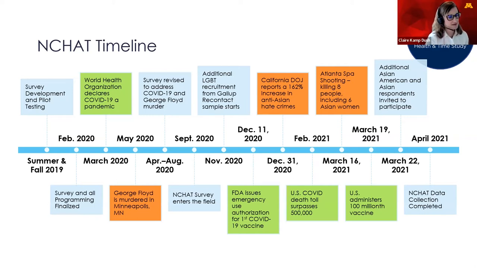So just marking some things about COVID. This is all in those first months of COVID. So in September, we didn't have any vaccines. That's that fall of 2020. A lot of us were still staying at home a lot. The first vaccines were authorized in December.